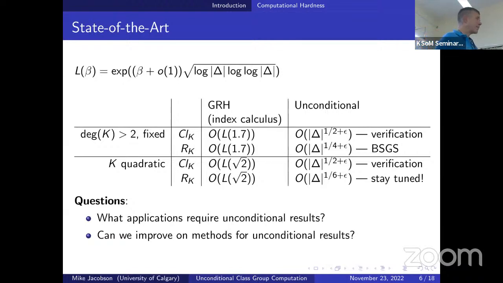But doesn't unconditional also mean you're not assuming the Riemann hypothesis? That's what I mean. When I say unconditional, that means that I don't need to assume any Riemann hypotheses. The difference between the verification process and the unconditional results? Well, that's what it is.